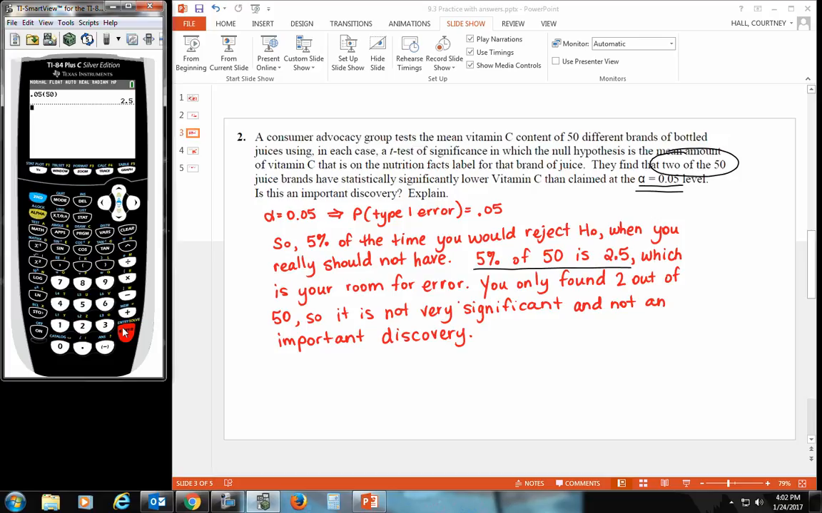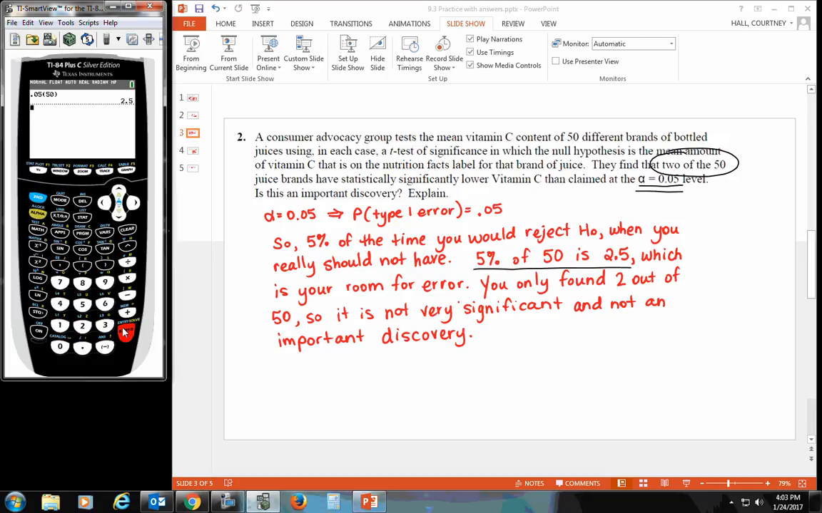So it's not really that significant because we could have gone as much as 2.5 of them not having enough calcium or vitamin C, excuse me. 2.5 of these bottles of juice could have not had enough vitamin C, and our tests still be okay because of that little room for error that we have there. So we would go on to say it's not very significant, so it's not an important discovery.